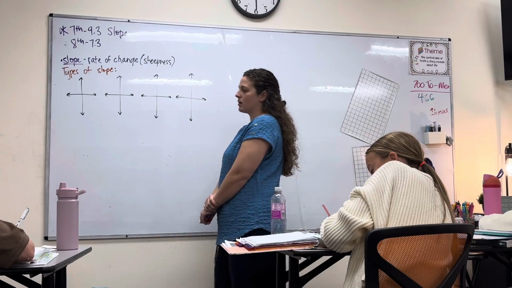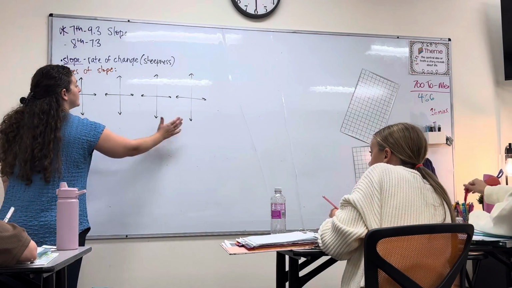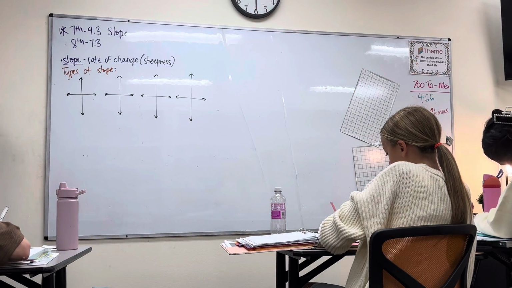Types of slope. There are 4 types. And I've just drawn quick little XY grids. How many boxes? It doesn't have to be perfect, just sketch it. This is just sketches.